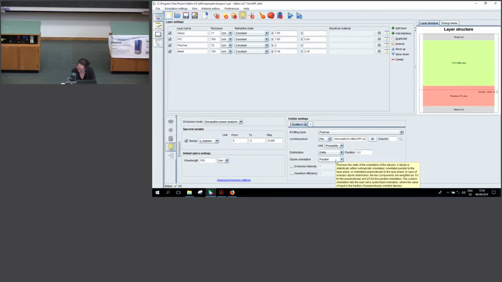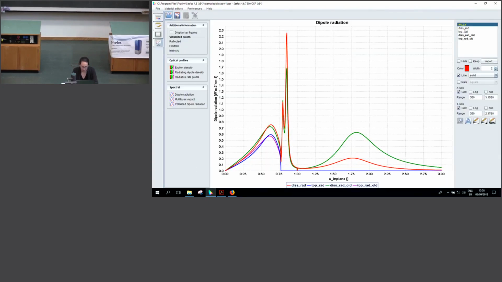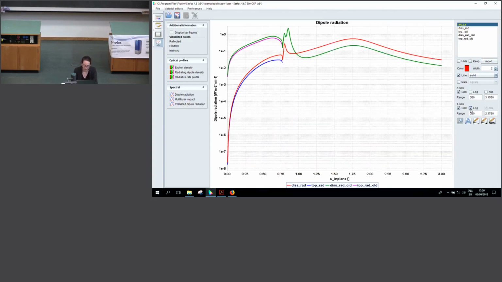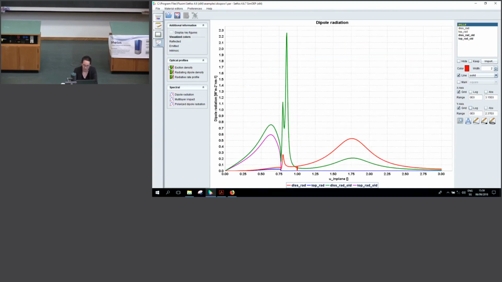Yes, as a next step, here we have a parallel dipole, so this is completely parallel to the layer structure, so would be actually preferential. If we now go to perpendicular, we have to keep the old results, otherwise we cannot compare it. We would now expect, and we see it, if we have perpendicular dipoles, we have much less actually outcoupled to air, and much more power of the dipole going into this plasmon resonance.